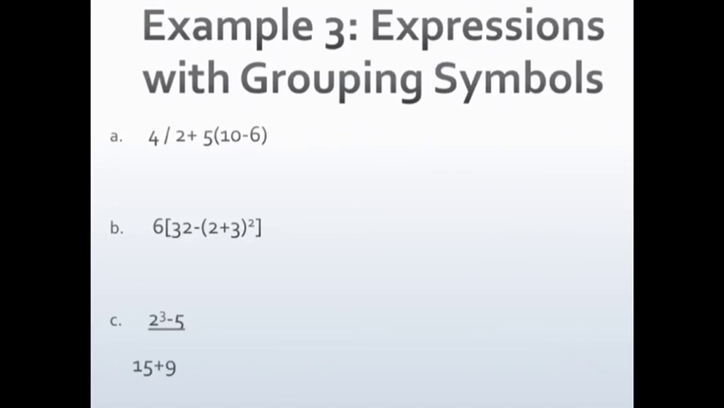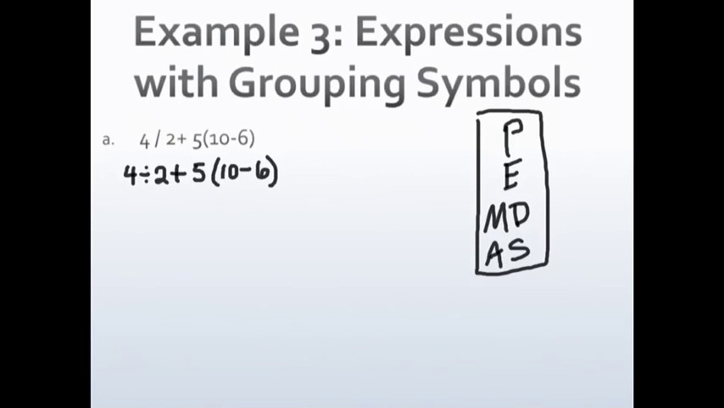Let's move on. Example 3 has 3 distinct parts. This is really supposed to read 2 to the third power minus 5. All of that over 15 plus 9. But what I'm going to do is I'm going to take each one separately so we don't have to kind of crowd all the information on one sheet. So let's take a look.